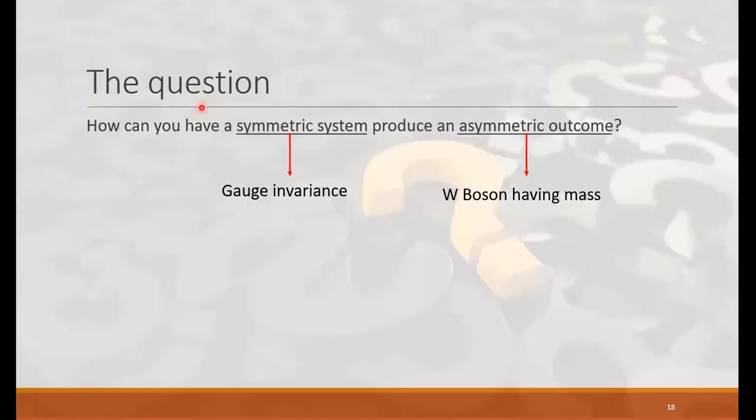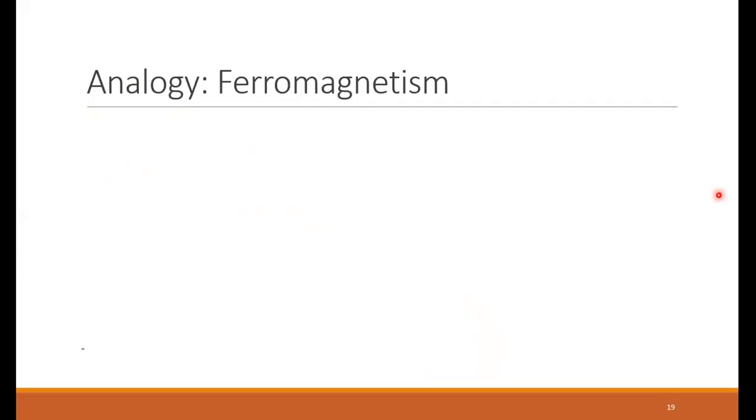So we can reframe the question. We ask, how can you have a symmetric system, meaning that you have gauge invariance, produce an asymmetric outcome, meaning the W boson having mass? How can you have a symmetric system produce an asymmetric outcome? That's the question. It seems very strange and paradoxical, but you see it all the time in other branches of physics. It's not such a new idea at all. Now, let me give you an example.